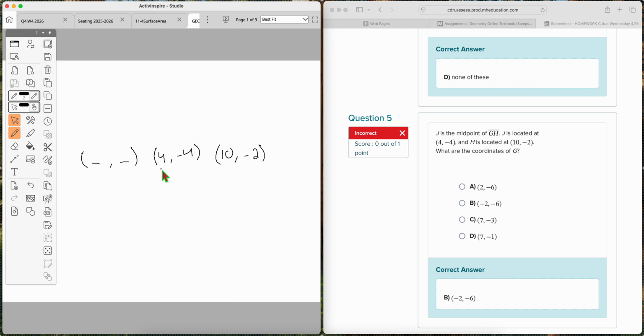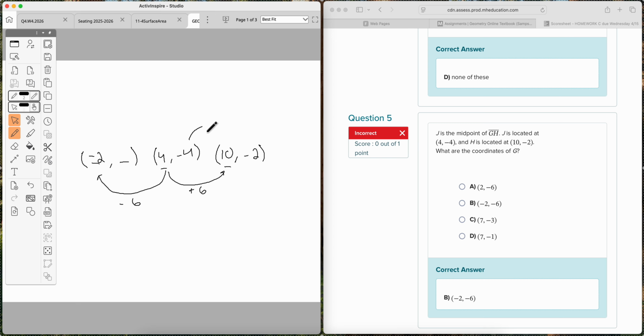If we just look at our x coordinates, to get from 4 to 10, I would be increasing by 6. 4 plus 6 gives me 10. So if I decrease by 6, that will give me the x coordinate of the other endpoint. So that's -2. You could use the midpoint formula and modify it, but this is my method, and I think people usually like it. I can do the same thing for the y's.